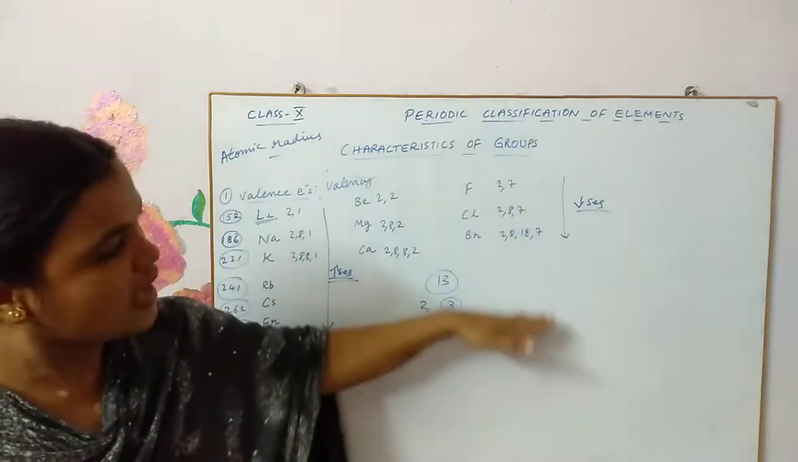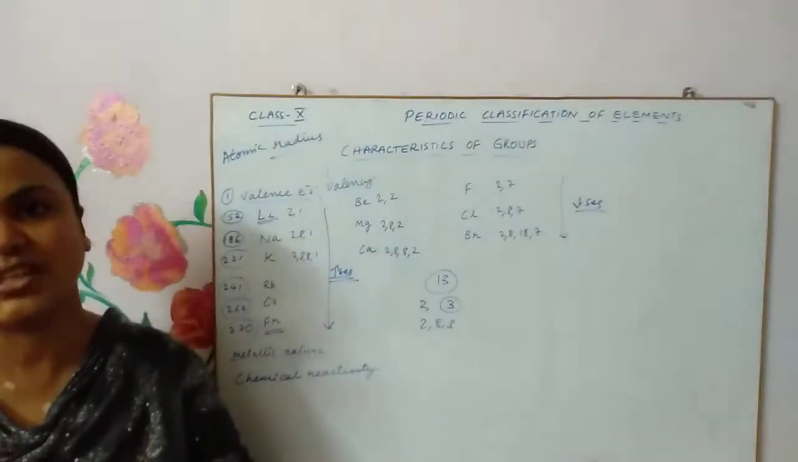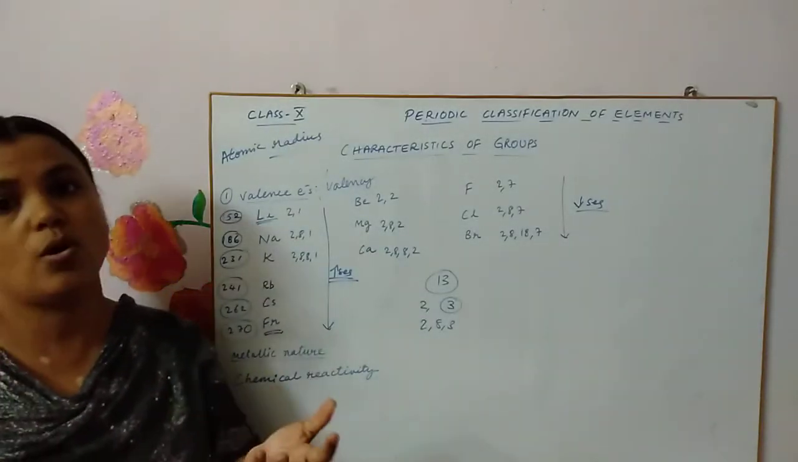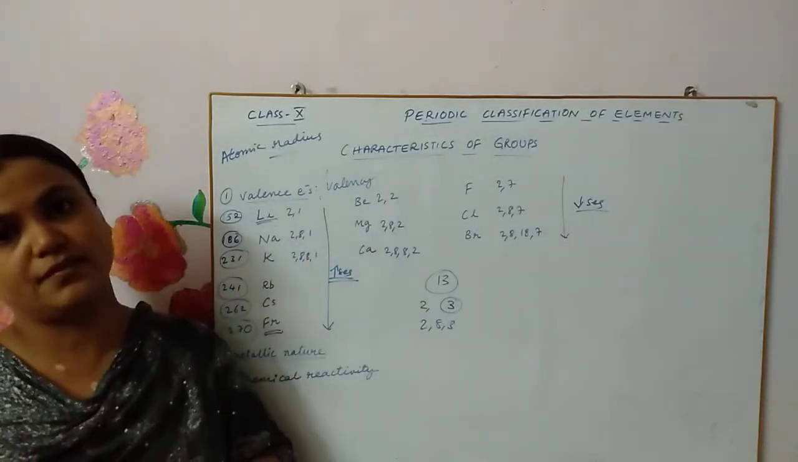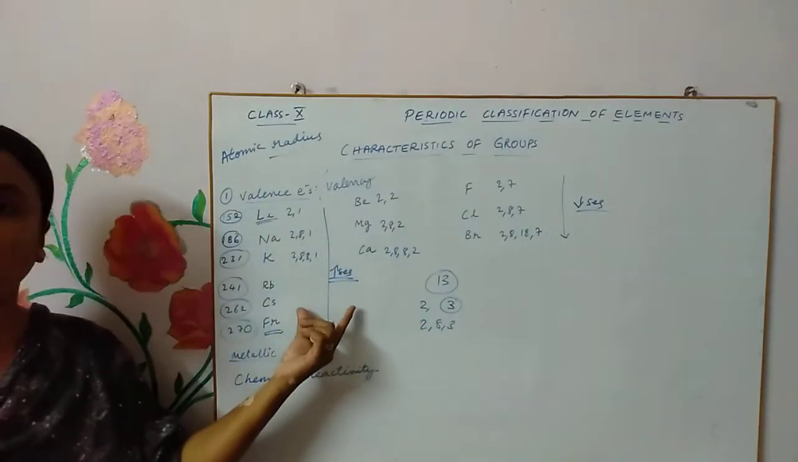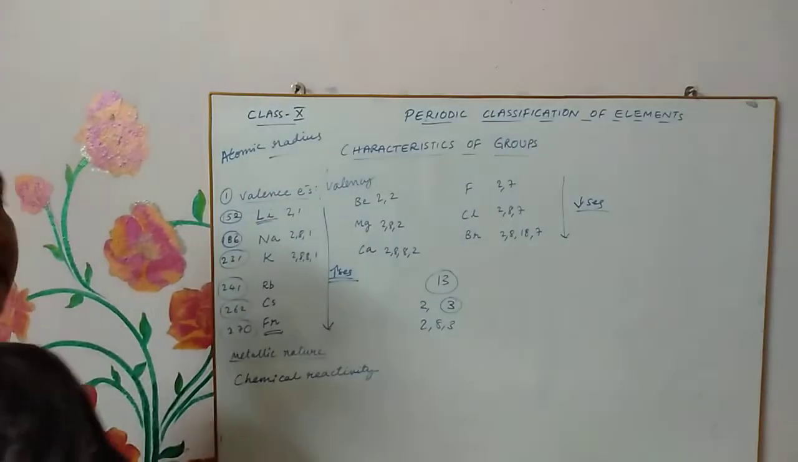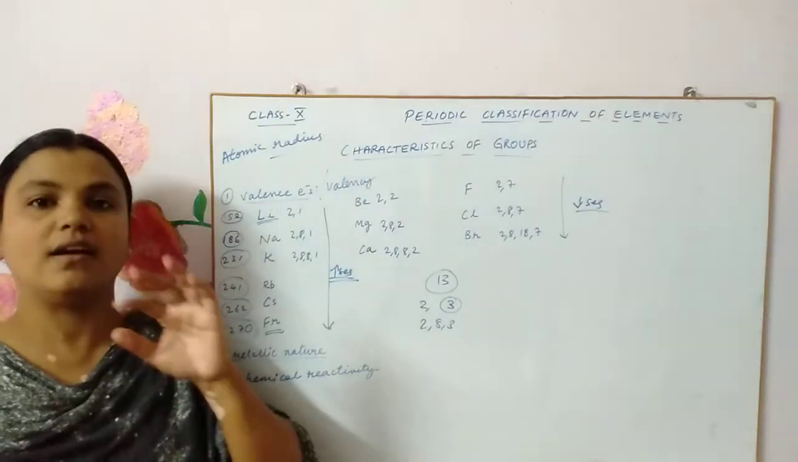When you go from top to bottom, the non-metallic nature decreases, and so does the chemical reactivity. The chemical reactivity also decreases here. Here the chemical reactivity increases, here the chemical reactivity decreases, children. Hope you know the reason now.